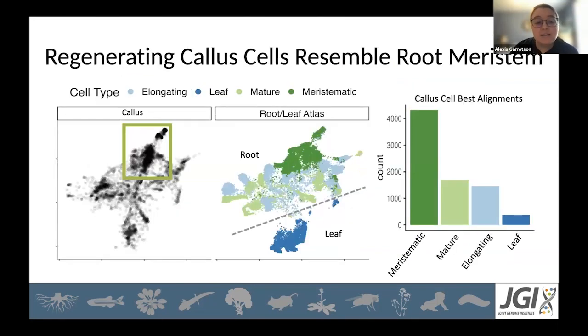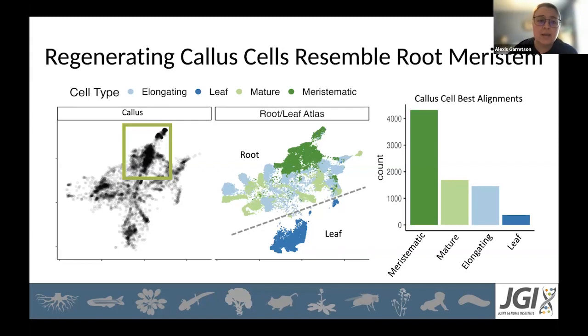And what we saw is that to some extent, like the seedling, it's spread throughout the whole UMAP space, including the root and the leaf areas. But the vast majority of cells were ending up highly aligned to this meristematic stem cell-like region of the root atlas in particular.